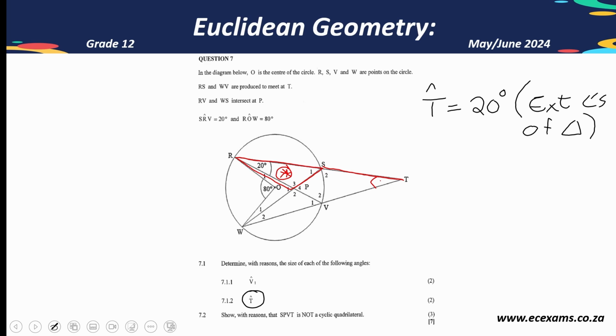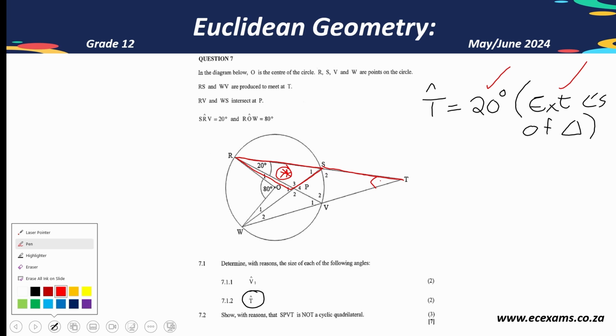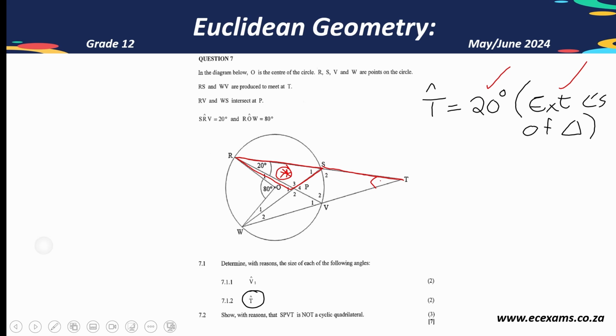You'll get 1 mark. Let's change the color quick. 1 mark, 2 marks. Right. Easy, easy. The long way. And I don't want to spend too much time on the long way.